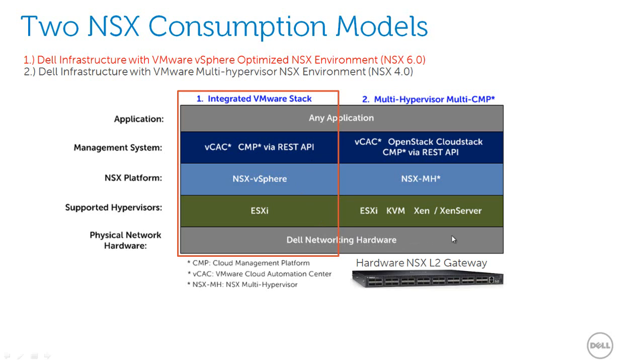The hardware NSX L2 gateway is currently only supported with NSX for multi-hypervisor environments. A hardware NSX L2 gateway, such as the Dell S6000 switch, allows for encapsulation and decapsulation of the VXLAN header within the ASIC in the hardware. For NSX-vSphere version, this encap-decap of the VXLAN header is done via a kernel-level module, allowing for close to line rate performance.